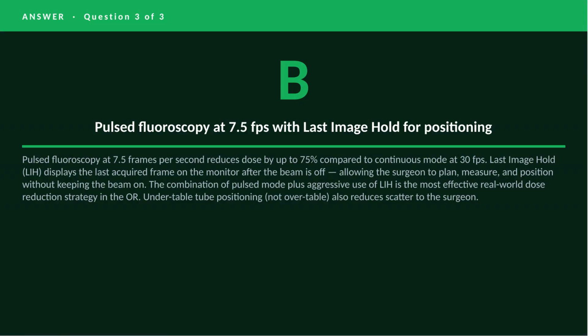The answer is B. Pulsed fluoroscopy at 7.5 frames per second combined with last image hold for positioning. Pulse mode at 7.5 fps reduces dose 75% versus continuous at 30 fps. LIH allows the surgeon to work from the held image without the beam on. Combined, these two techniques dramatically reduce fluoroscopy dose. Under-table tube position also reduces scatter to the surgical team.